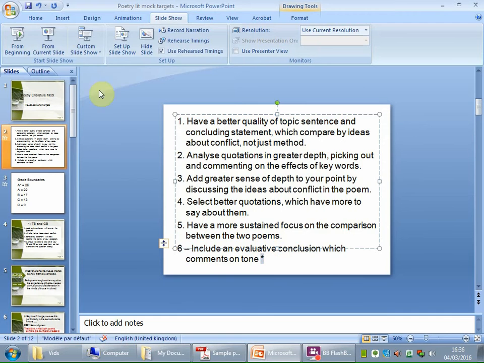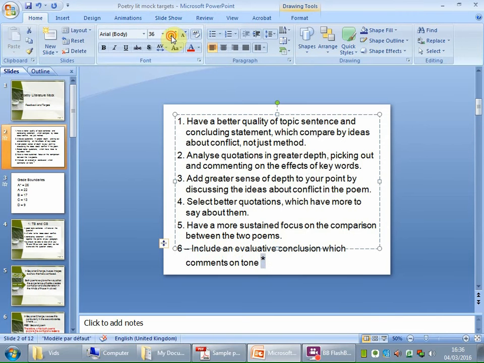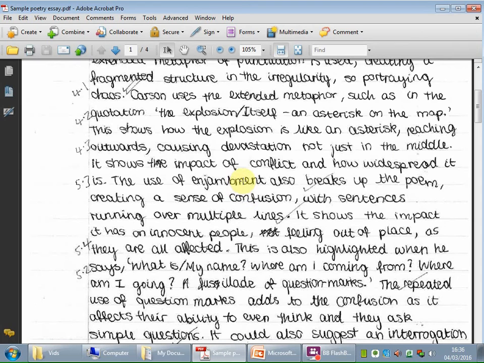Okay, so that's the idea that it's exploring. And it's explaining that, isn't it, in detail. "It shows the impact of conflict and how widespread it is. The use of enjambment also breaks up the poem." So we're going on to another point here about the enjambment, because the enjambment is here, the explosion itself, an asterisk on the map. That idea goes from that line into that line. So that is enjambment. It's going between there and there.